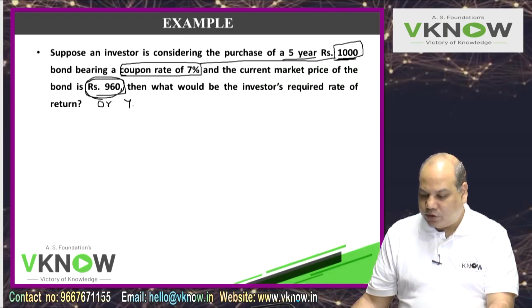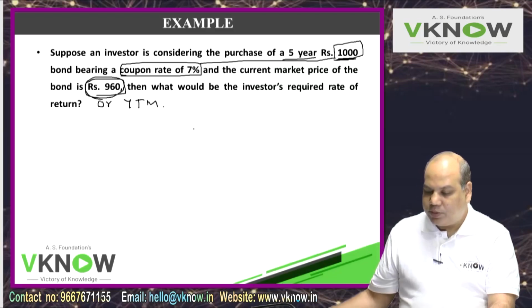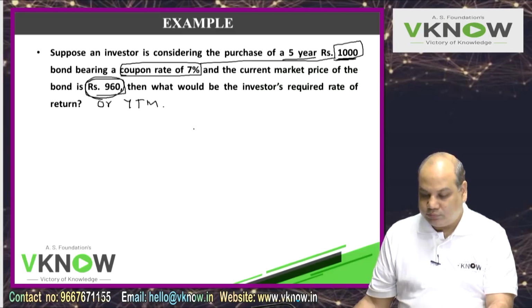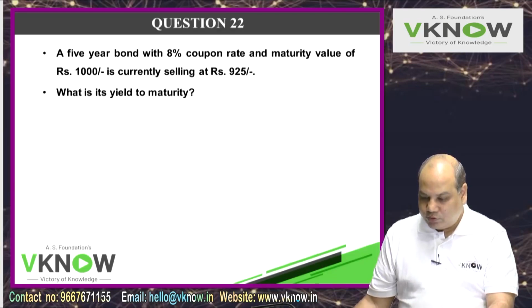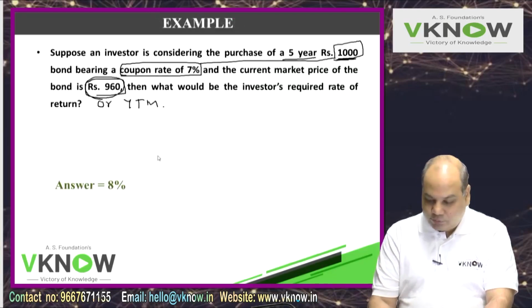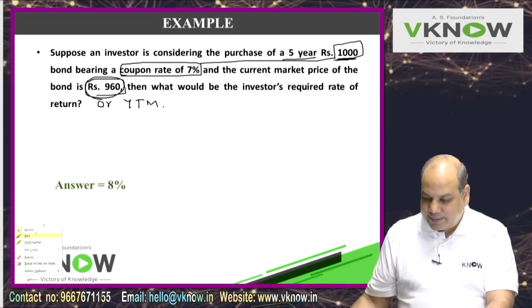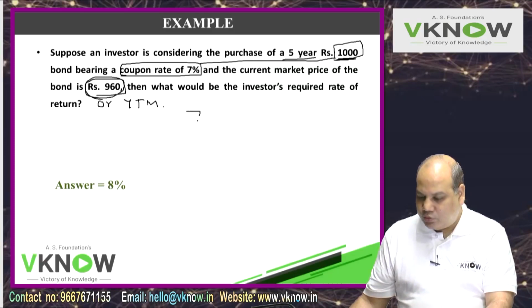So if you purchase this bond for 960 and this bond keeps paying you 70 rupees for 5 years, and you get 1,000 rupees on maturity, what is the rate of return you are expected to earn? First we will write the formula, which is already printed in the book. Then we will solve. Do we have tax in this problem? No. So I will only write coupon.